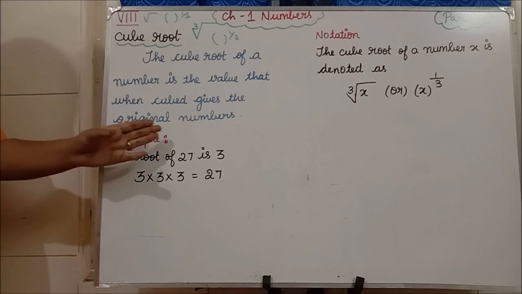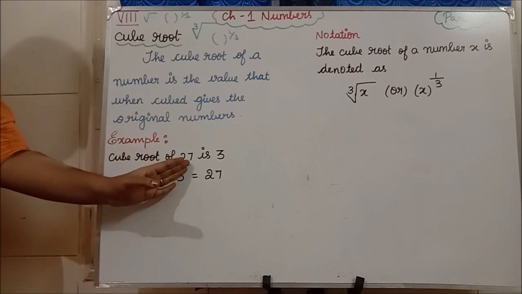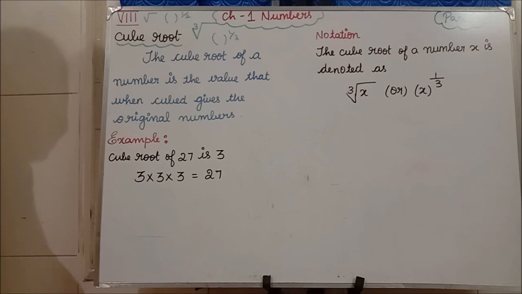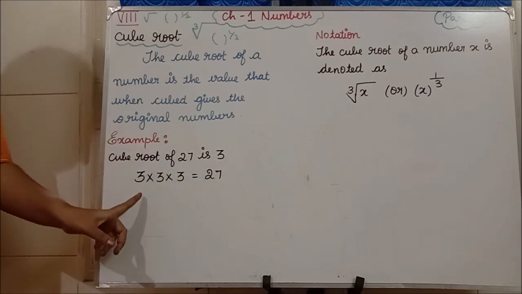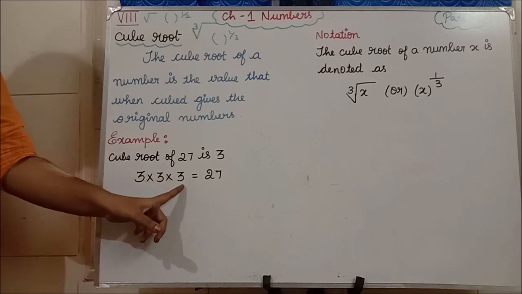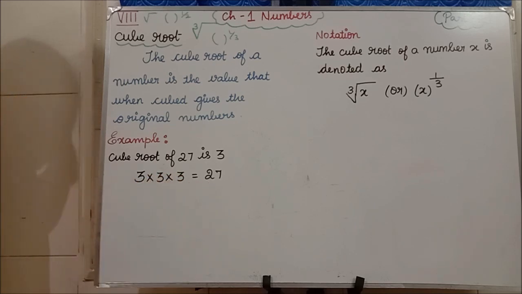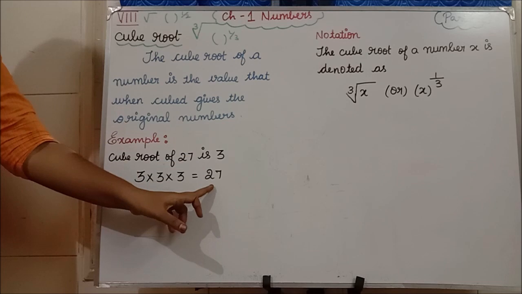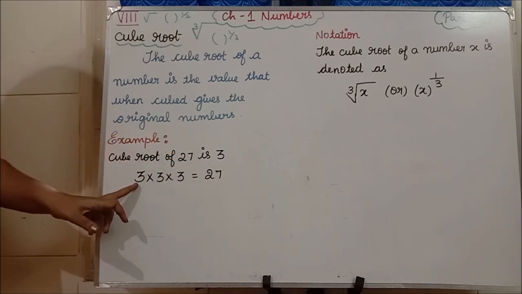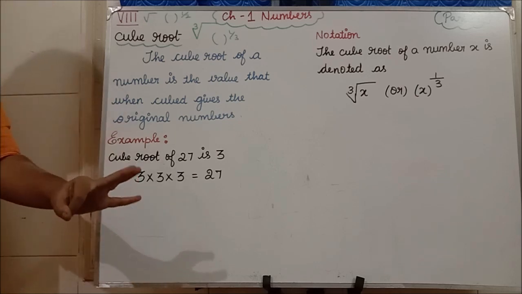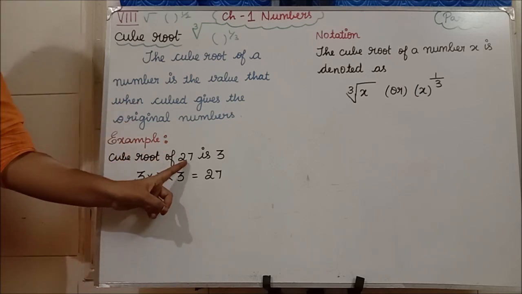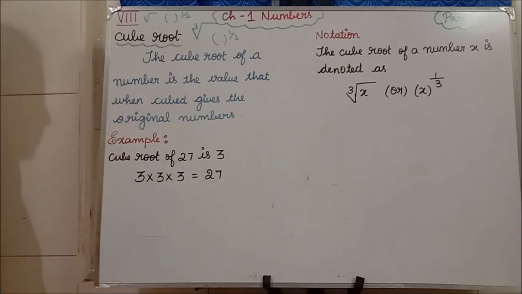Now see the example. The cube root of 27 is 3, I have written. See how I am writing: the cube root of 27 is 3 means 3 into 3 into 3, if you multiply, what are we getting? We are getting 27. So if you multiply the same number, how many times am I multiplying? 3 times. So the cube root of 27 is 3.